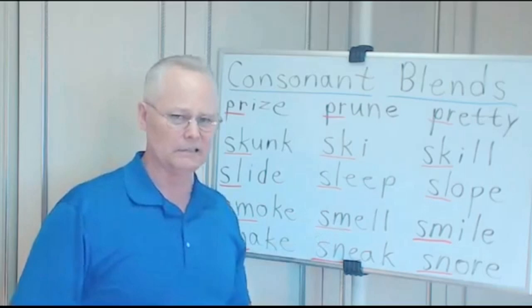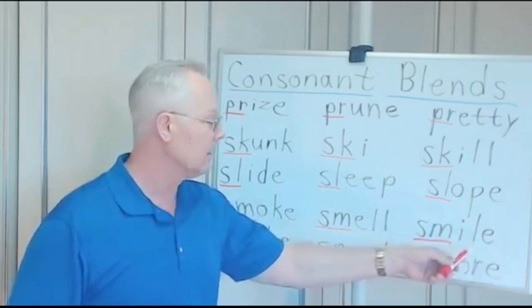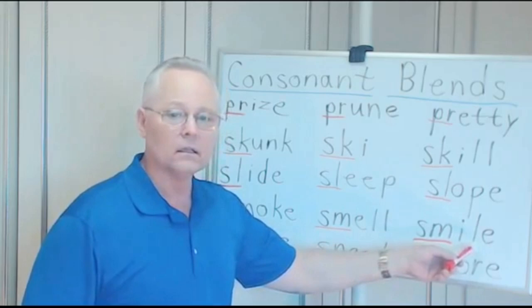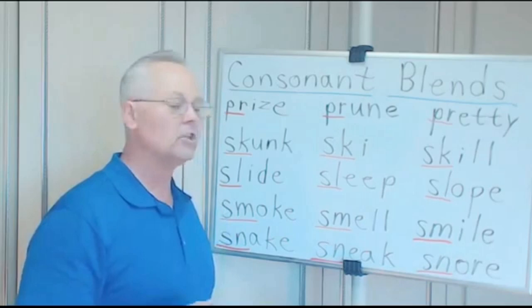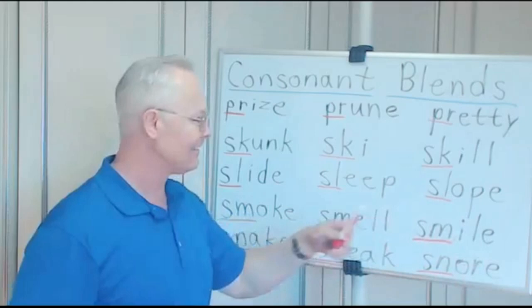SM, sma, aisle. E makes the I sound long in this word, I. L, smile. Okay, smile. You have a smile. The opposite of a smile would be a frown. You're not happy. You are happy. Or at least you look happy when you smile. Flash those pearly whites.